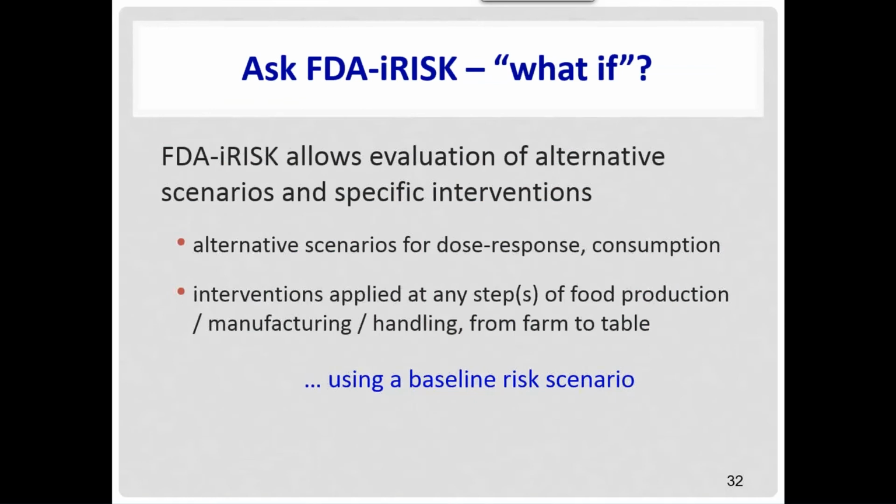So now, after the user populates the elements of a risk scenario and creates the scenario itself, they can use it as a baseline to evaluate alternative scenarios. As I mentioned earlier, built into FDA-iRISK is the capacity to ask and get answers to what-if types of questions. What if we have a more susceptible population and the dose response is different? What if consumption is different? What if interventions are applied? What would be the predicted change in risk to the consumer if different assumptions are made or there are changes in practices?